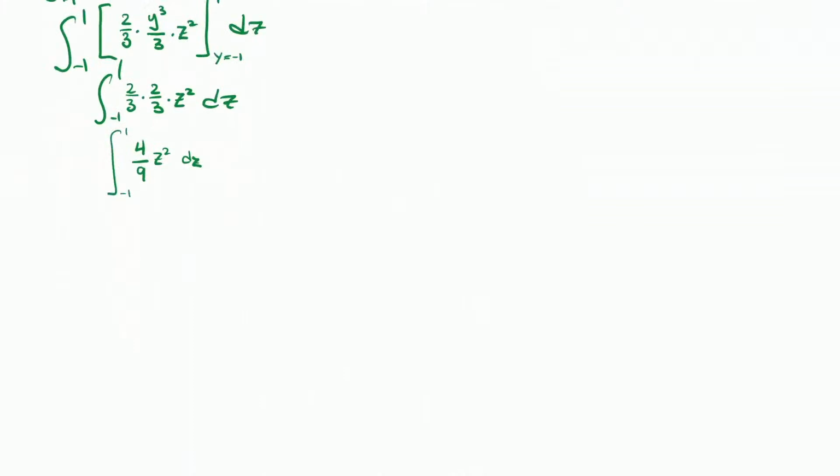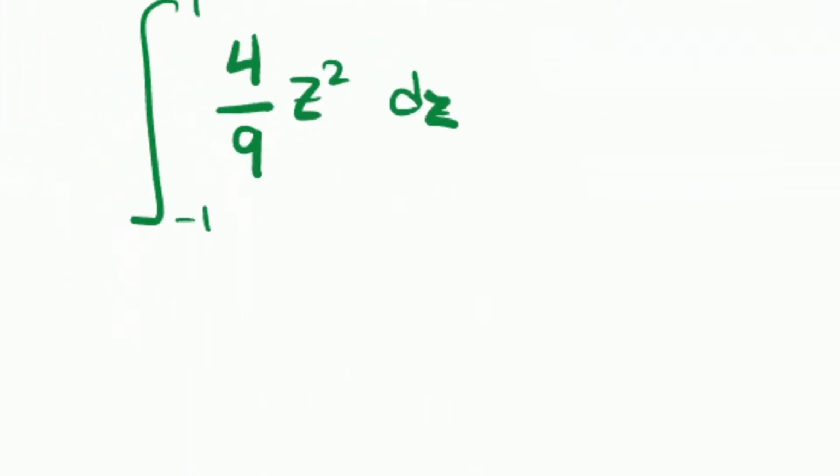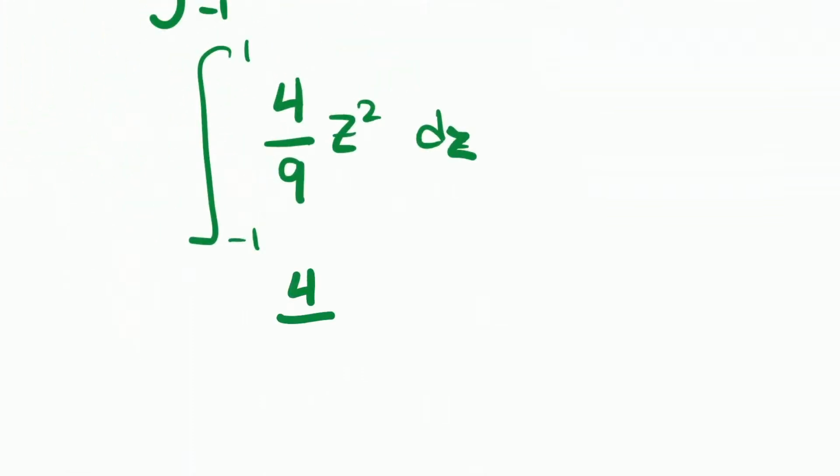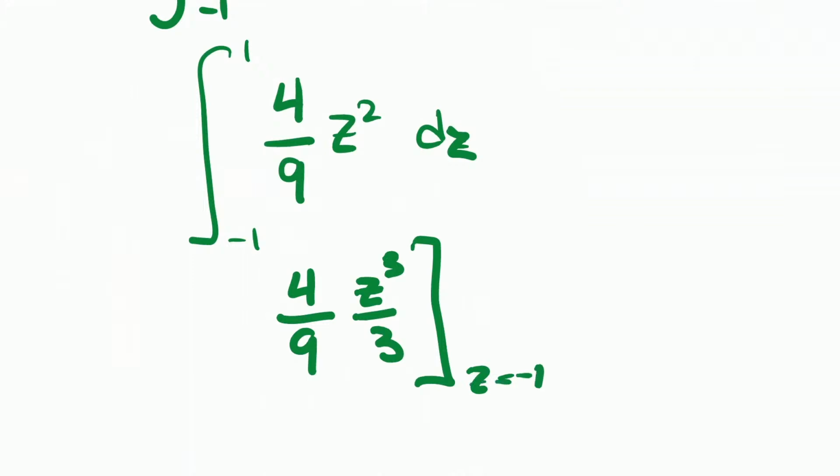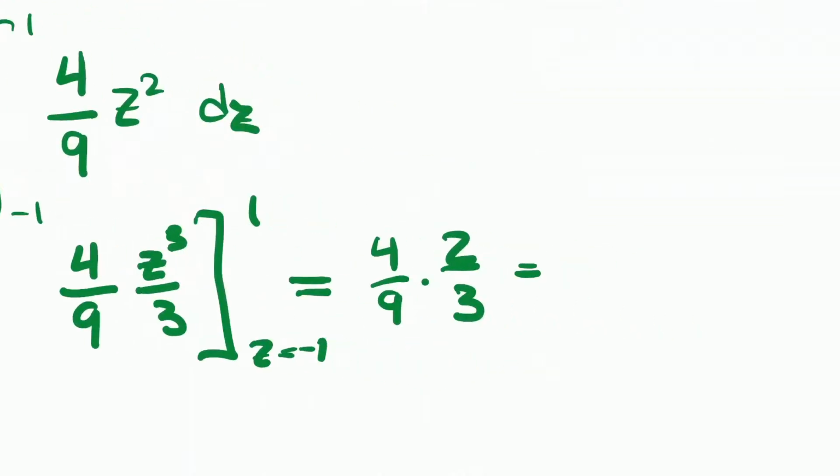Now finally the outermost integral. I think you probably know what the answer is already, but let's just pound through anyway. z cubed over 3 evaluated from z equals -1 to 1. And so that ends up being 4/9, I'll be more careful, times 2/3, which is 8/27.